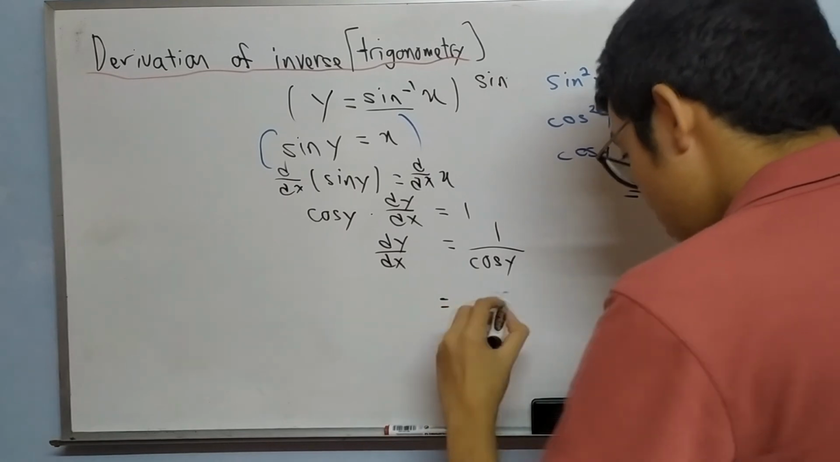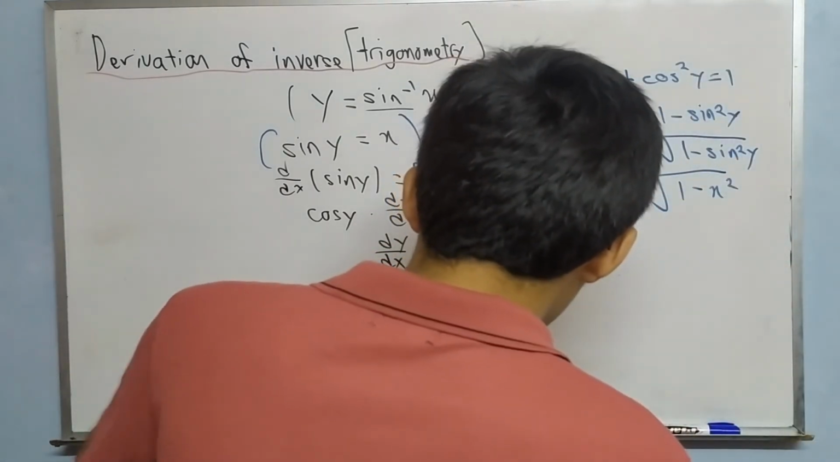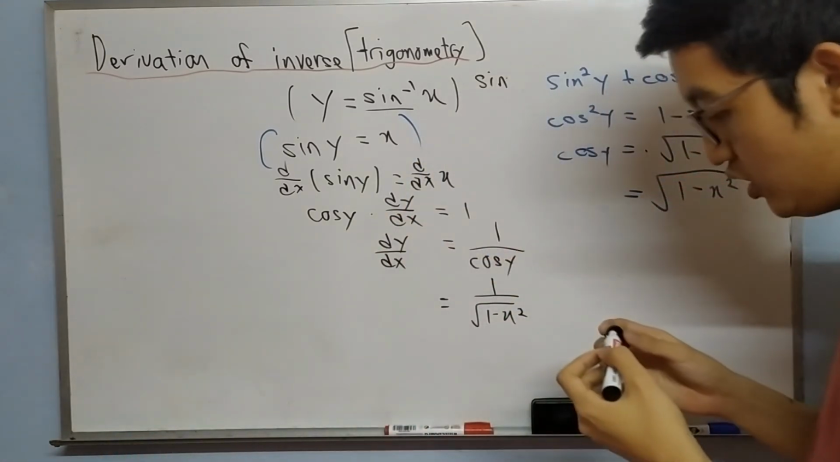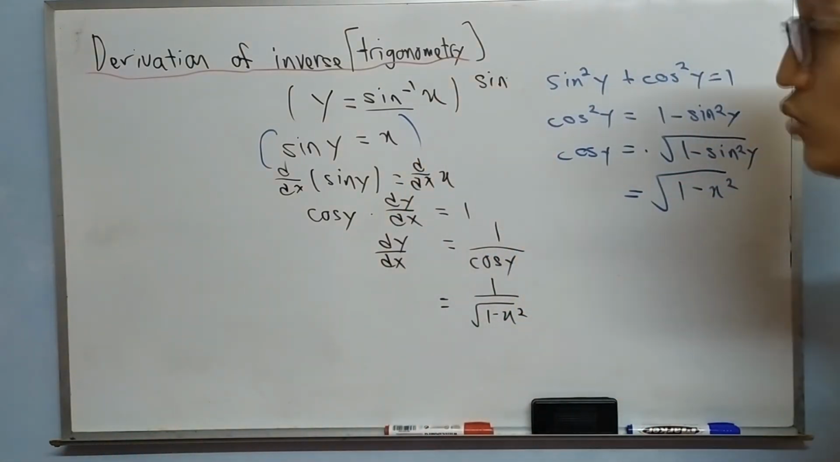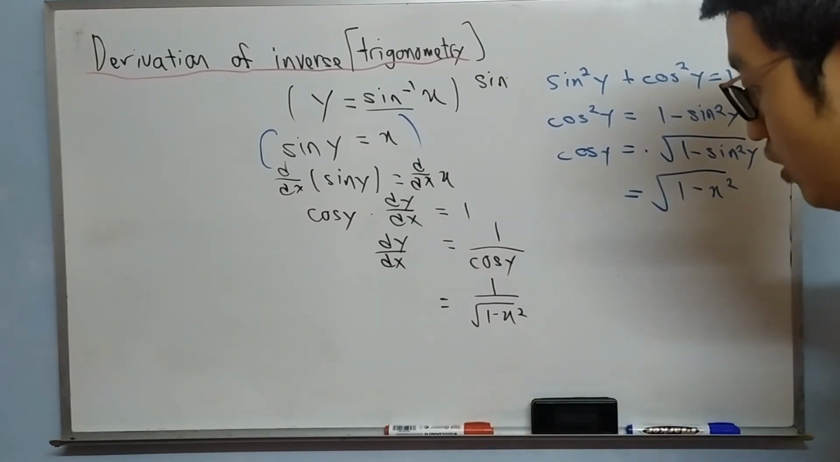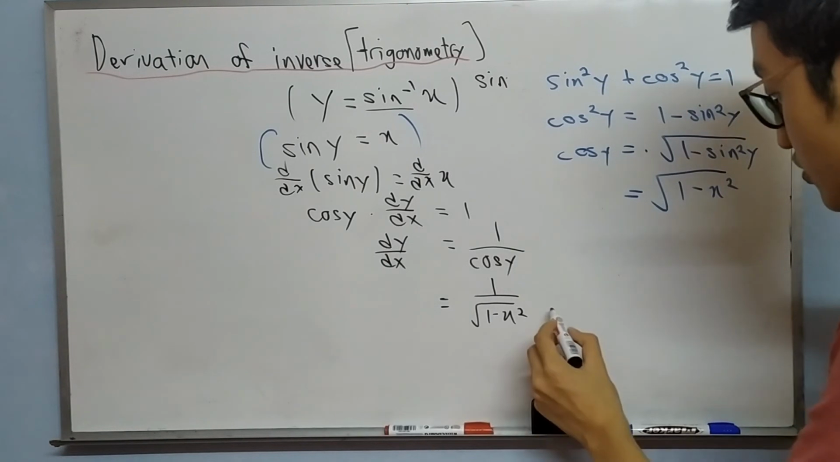So this is how they get d over dx of sine inverse x. Then we get 1 over the square root of 1 minus x squared. Proven.